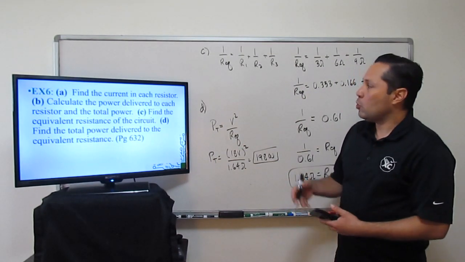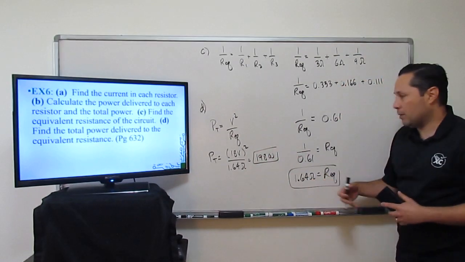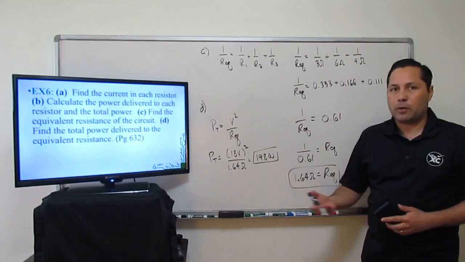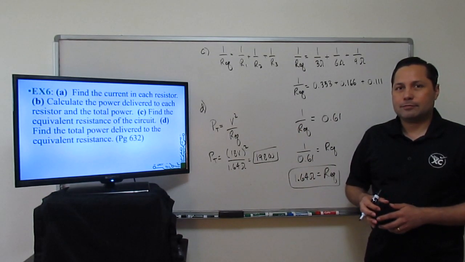Whether you solve for them individually like we did in part B, or use the equivalent resistance, we can still get the total power from any one of those. Alright, that takes care of example 6.